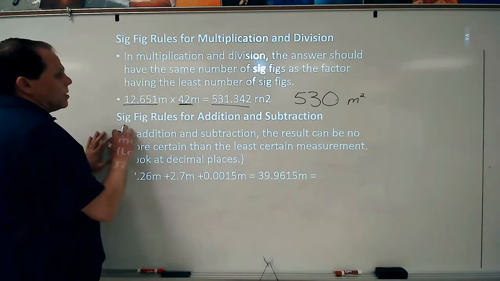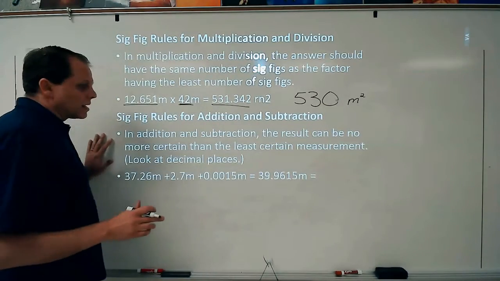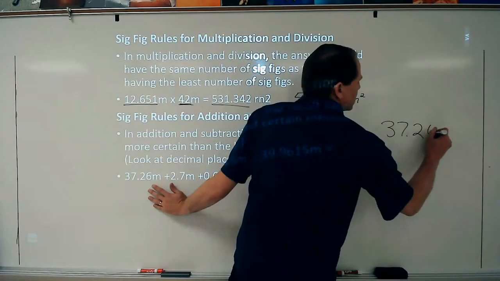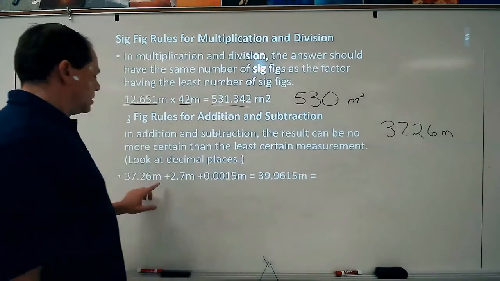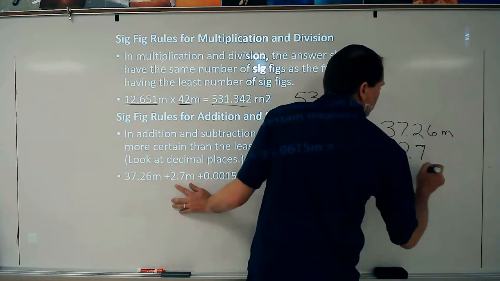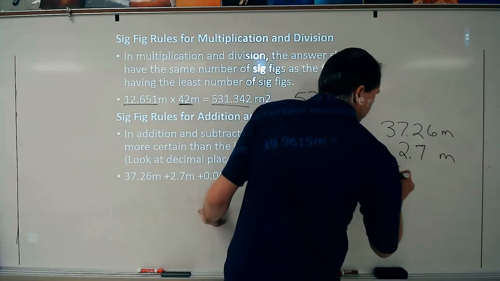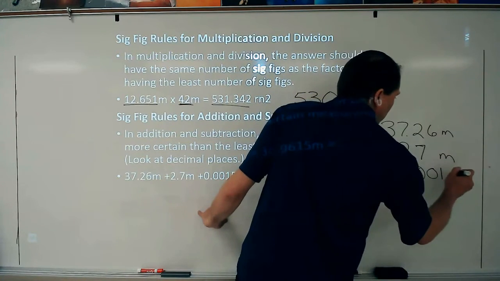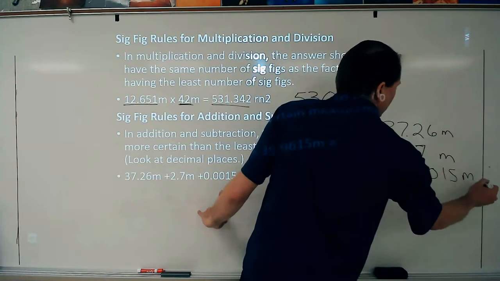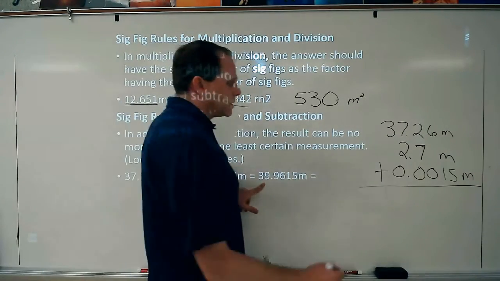Okay? Now, for the addition and subtraction, it's a little bit different. In this case, we're going to add things up. Okay? So 37.26 meters, 37.26 plus 2.7. Line up the decimal points. Plus 0.0015. Make sure I'm far enough out there. You add all those together, and you're going to get 39.9615.